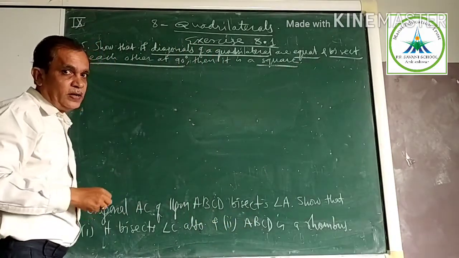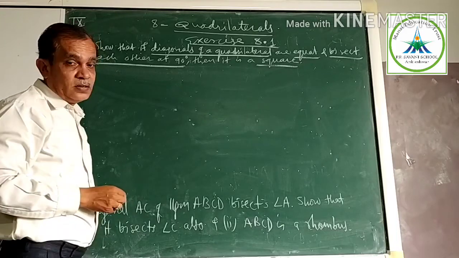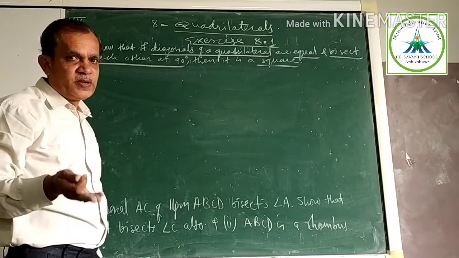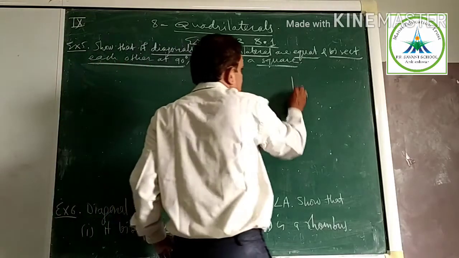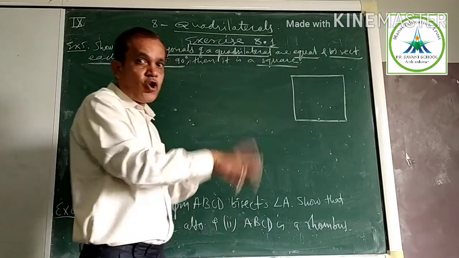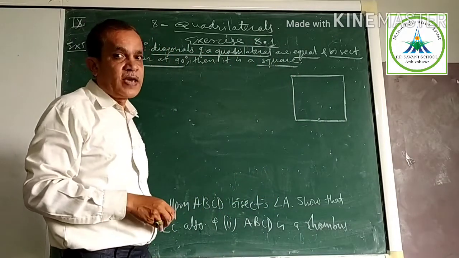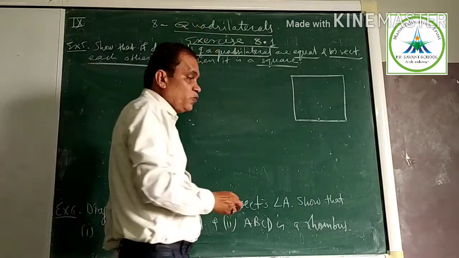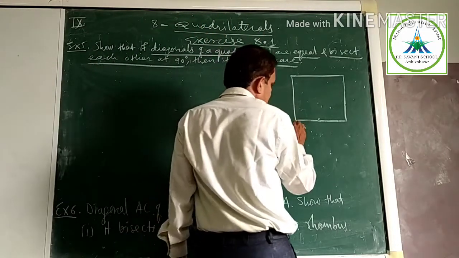Okay, so what is given? Quadrilateral. What to show? It is a square. So whatever is to be shown, if it is a square, then draw a square. If it is to be shown that it is a rhombus, then draw a rhombus. Remember this. Whatever is to be shown, draw that. Now, the name is not given, we will take the name PQRS.